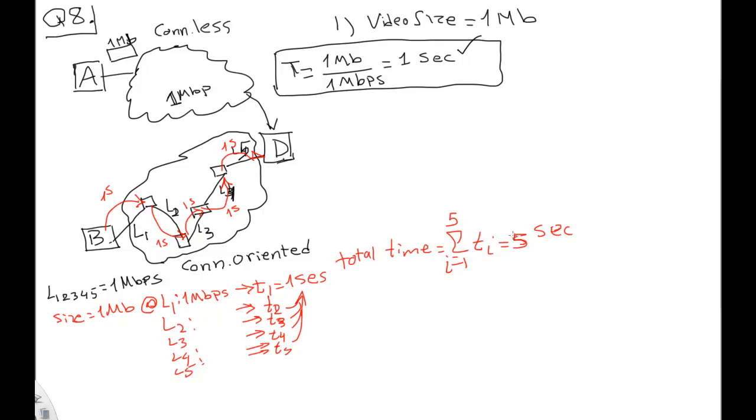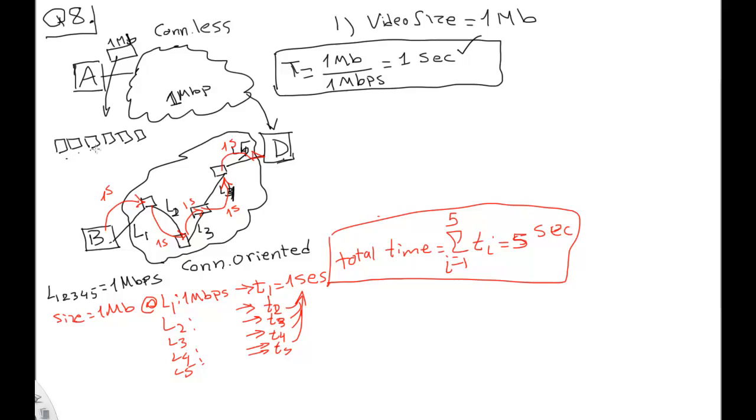This is case 1. So for connection oriented, it's going to take 5 seconds. For connectionless, it's going to take 1 second. If we break the file, instead of 1 megabit, into 10 packets, each of these packets is going to be essentially 100 kilobits. Okay, so we've got 1, 2, 3, and so forth to 10 packets.